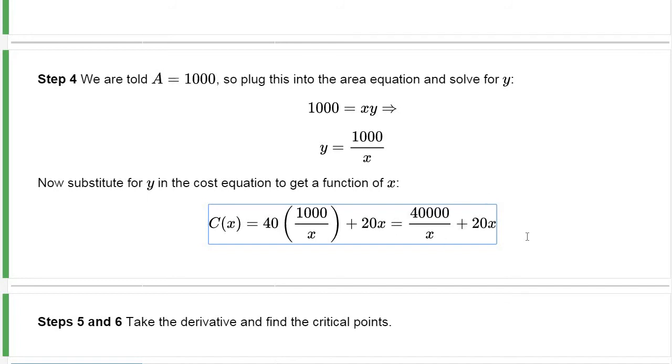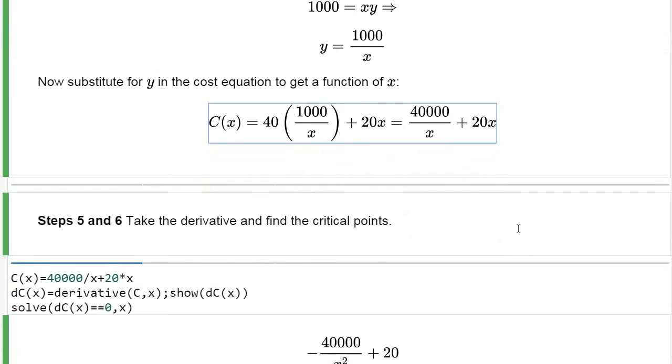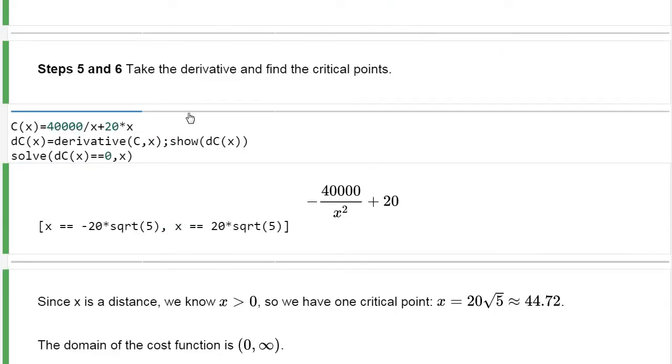Once you have the quantity to be minimized, cost, written as a function of a single variable, x in this case, you're ready to take the derivative. So take the derivative, set it equal to 0, solve for x, and I get two answers right here. Now remember, x is a dimension, so it can't be negative, so I can ignore the negative solution. I just get this one, 20 times the square root of 5, which is roughly 44.72.